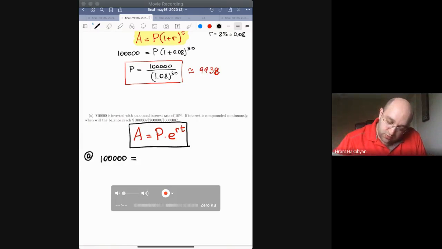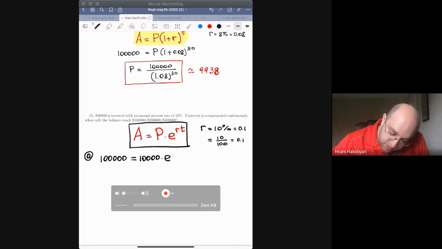That's equal to the principal, the initial amount, which is 10,000. Then you multiply by e to the power r. So r in this case is 10%, so that's 10 divided by 100, which is equal to 0.1. So I'm going to write 0.1 times t, and t is the number of years. That's what we need to find.